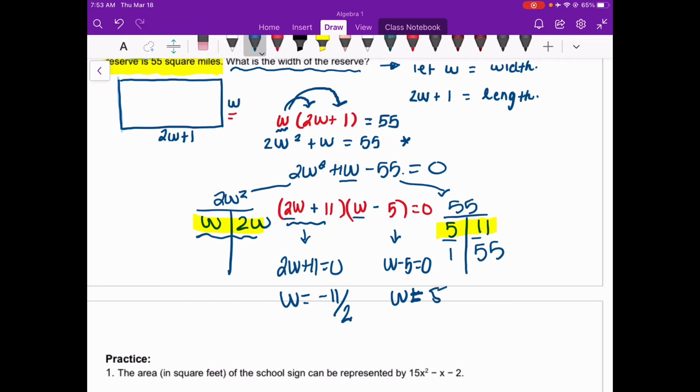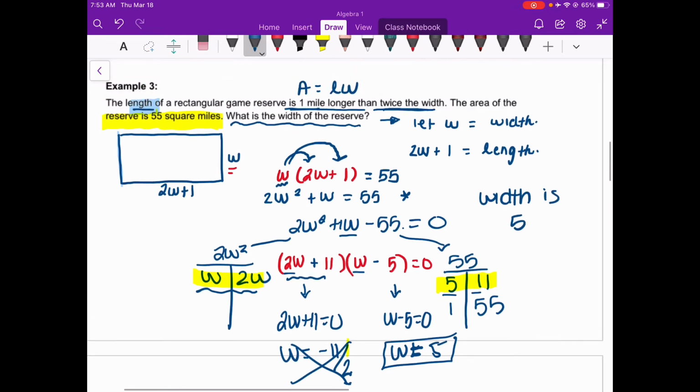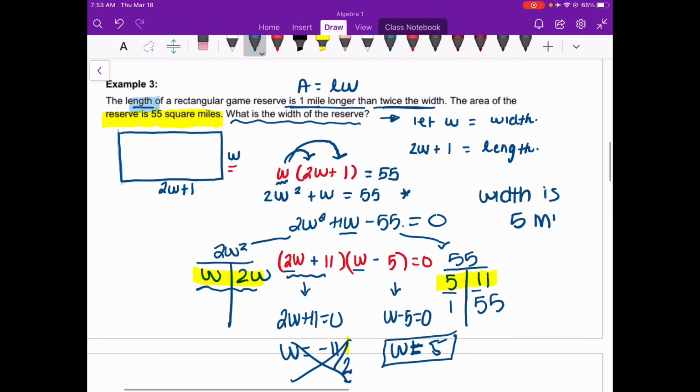Now let's think for a moment. Can a width be negative? No, so we're going to cross that answer off. Our width is going to be 5, but we have to write a little statement out. The width is 5, and do they give us units? Miles. Okay.